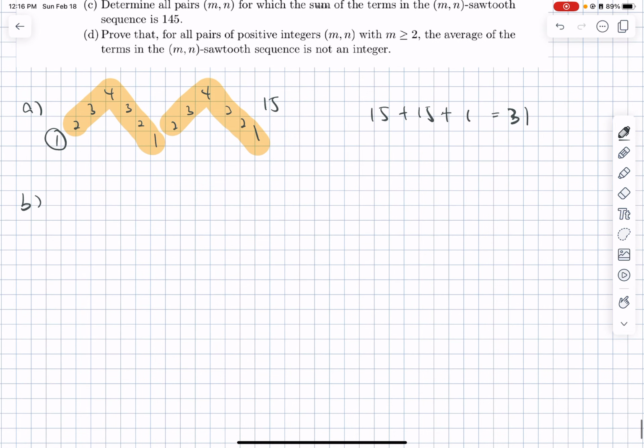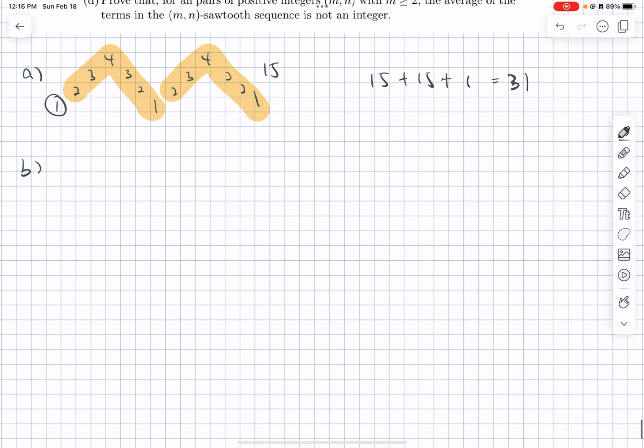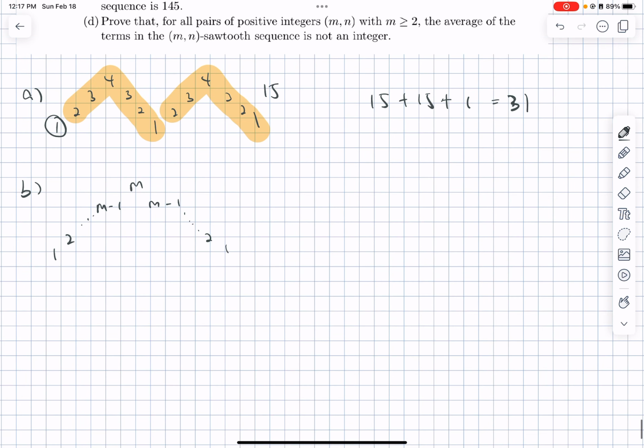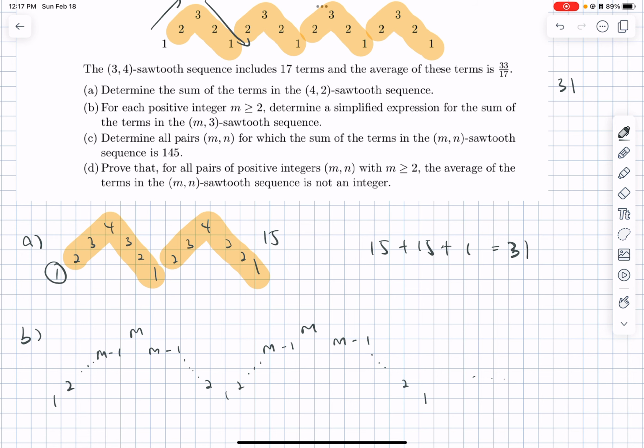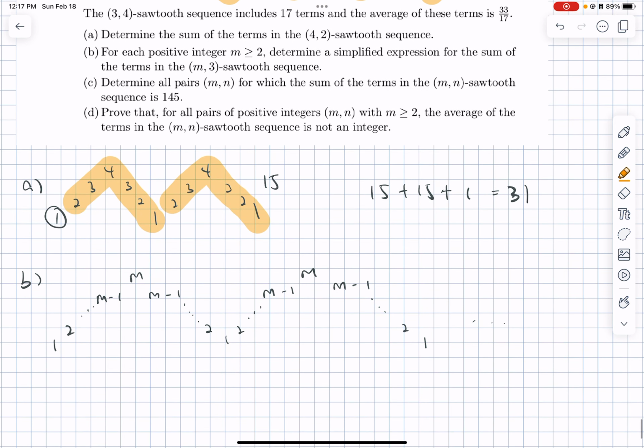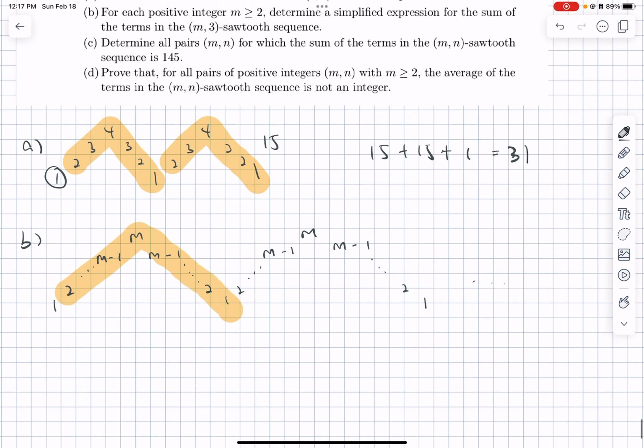Okay, so part B, so for any sawtooth sequence that goes up to m, it's going to be like 1, 2, all the way to m. Let's write m minus 1, m minus 1, back down to 2, 1. And then we'll repeat this. So 2, m minus 1, m minus 1, back down to 2, 1, and so on. So we want an m-3 sawtooth sequence, which means we want to duplicate this highlighted section 3 times, and also plus 1.